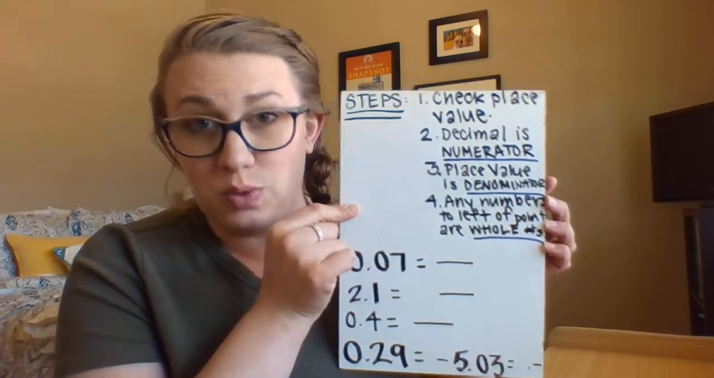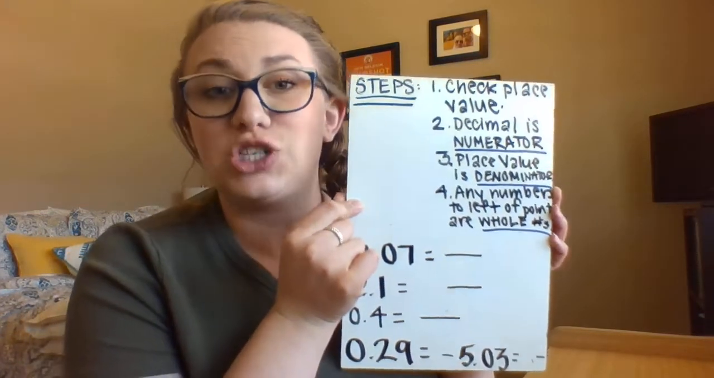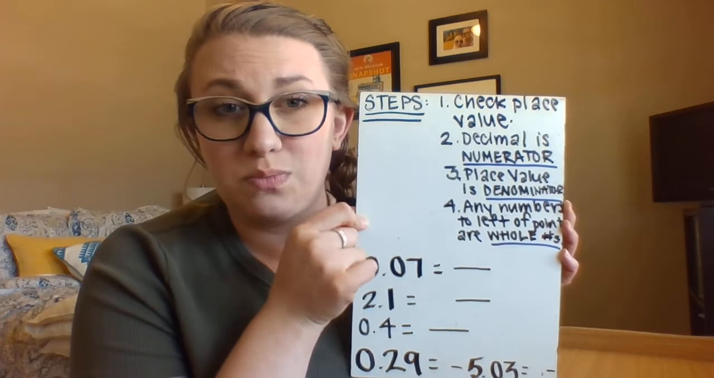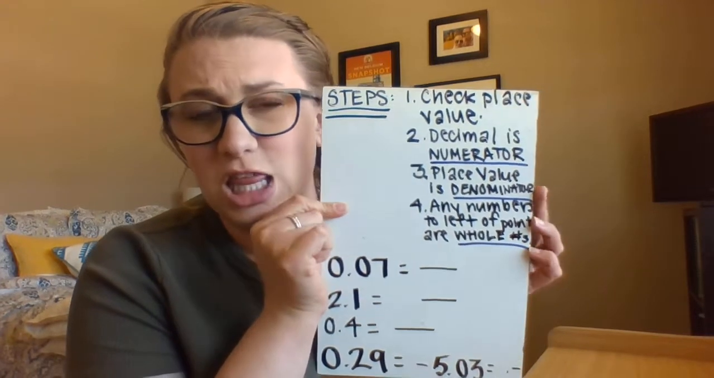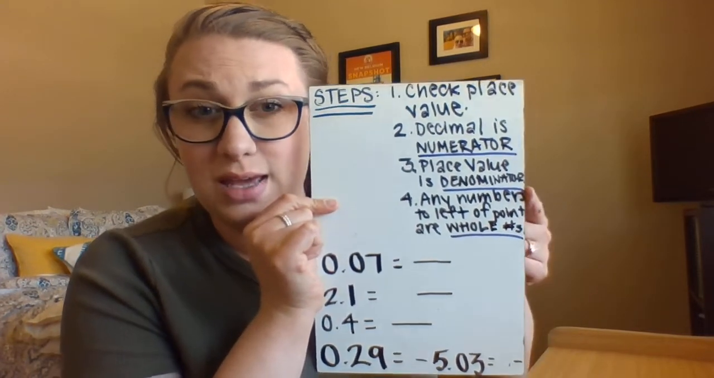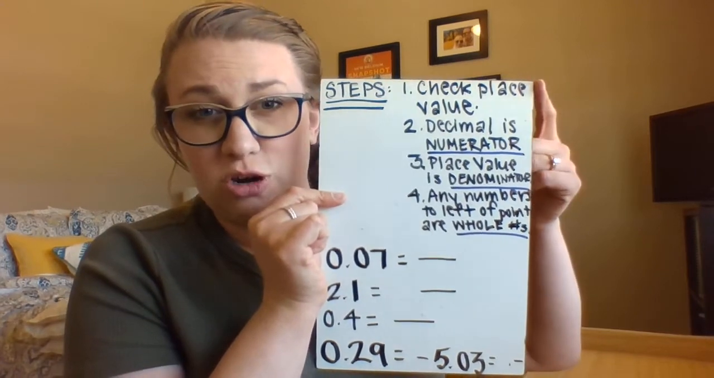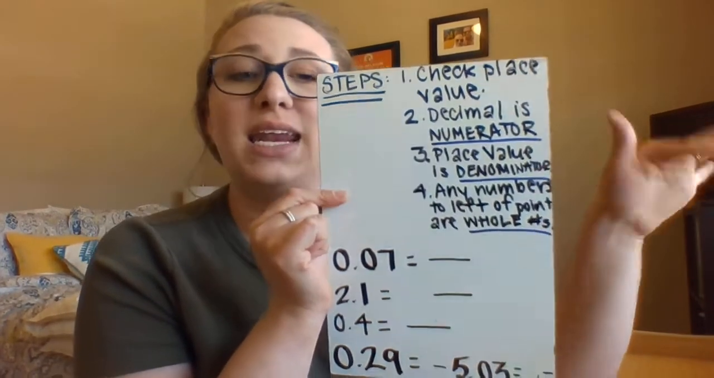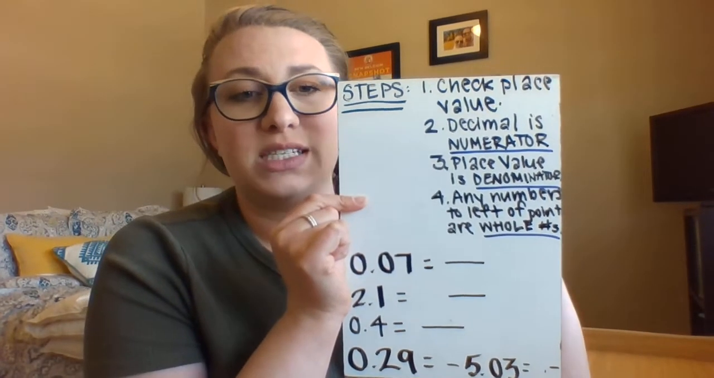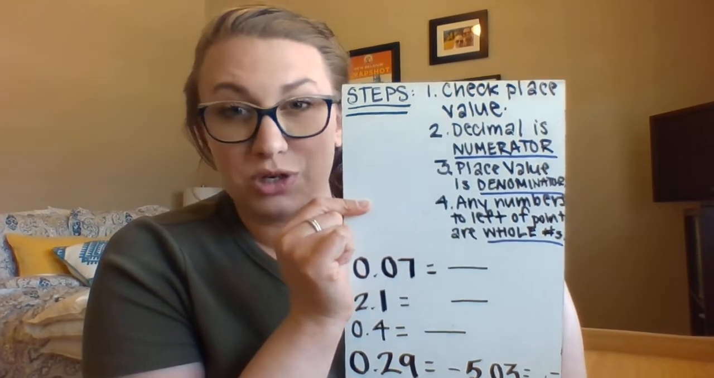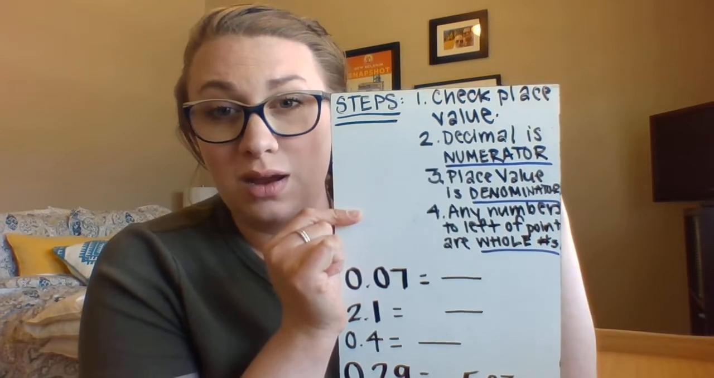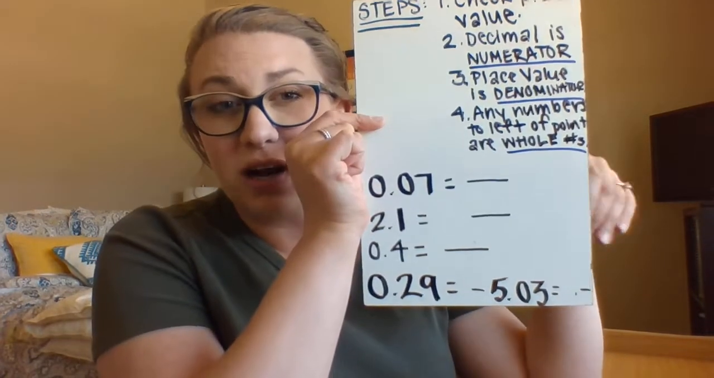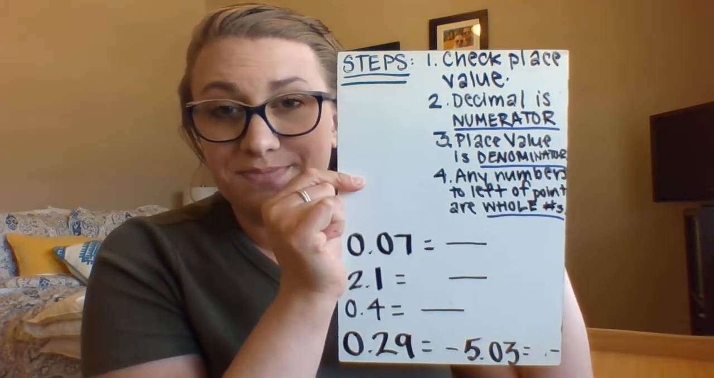Here are our steps. I'm going to read them. Number 1 says check your place value. 2 says the decimal is the numerator. 3, place value that you determined is the denominator. And then number 4 says any number to the left of the decimal point, any of those numbers are going to be whole numbers. So let's talk about, oh wait, actually if you want to write that down, pause.